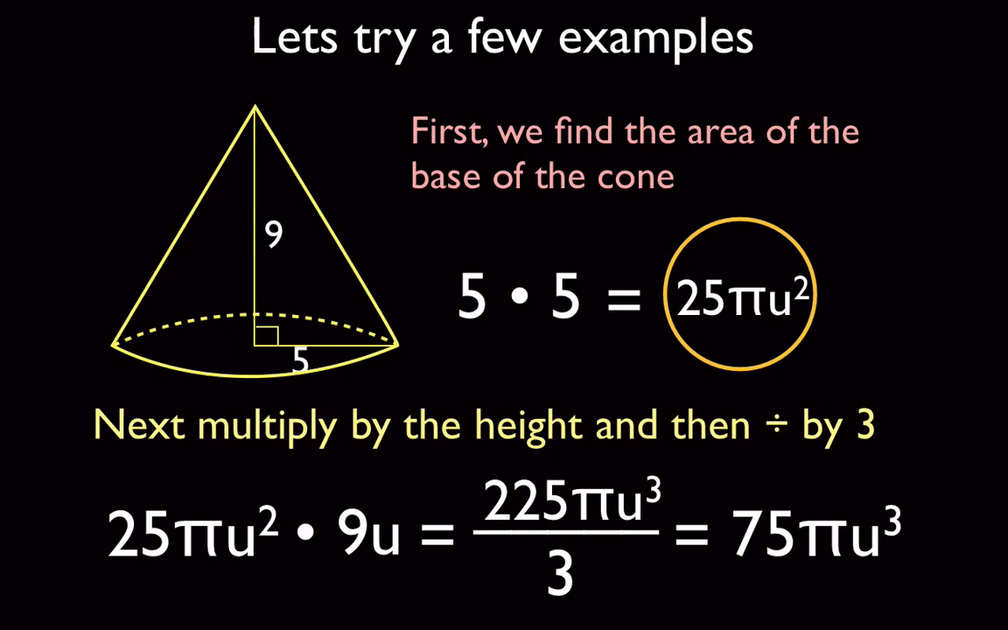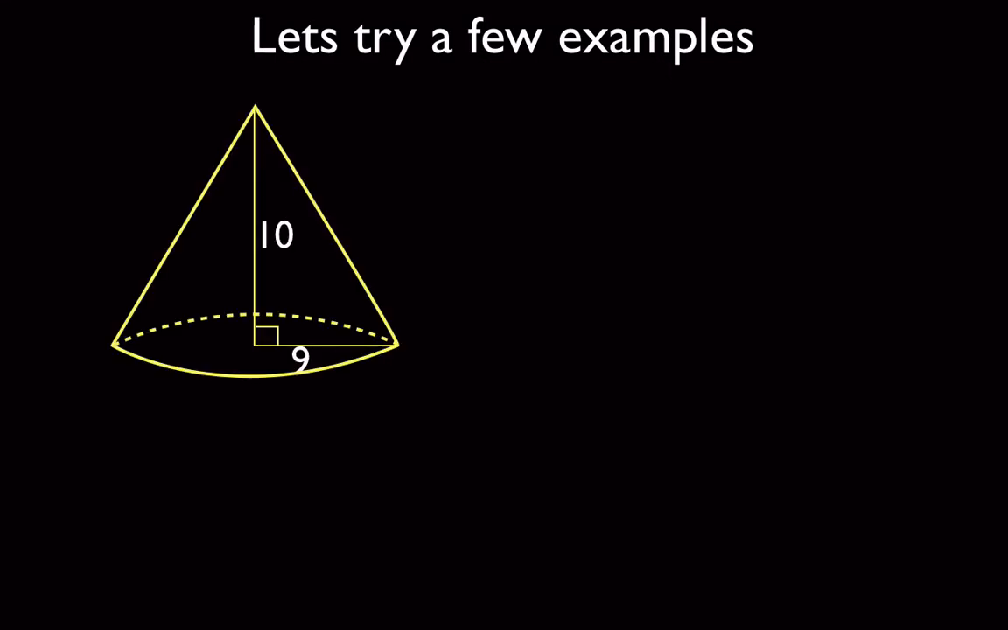Because that's a very important part to get out of this lesson. The key is, if it goes to a point, then you're going to divide by 3. If it doesn't go to a point, then you're good to leave it as is. Our final answer here is 75 pi units cubed. Okay, so go ahead and try this one on your own. Hit play when you're ready.